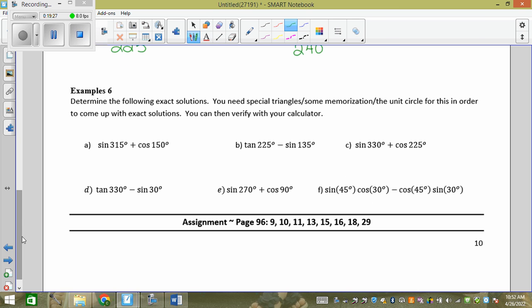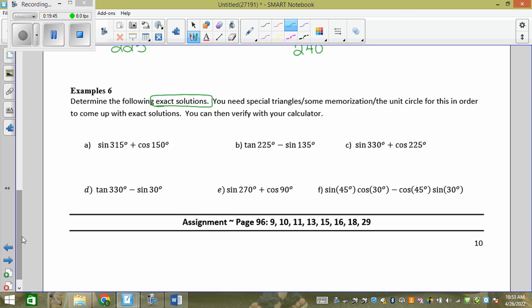Example 6 says determine the exact solutions. Exact solutions means do not type those in your calculator. Exact solution means go to your unit circle and pull off the fractions. That's what exact solutions means. So don't go degree mode, sine 315 plus cos 150. Don't do that. We are using our unit circle.